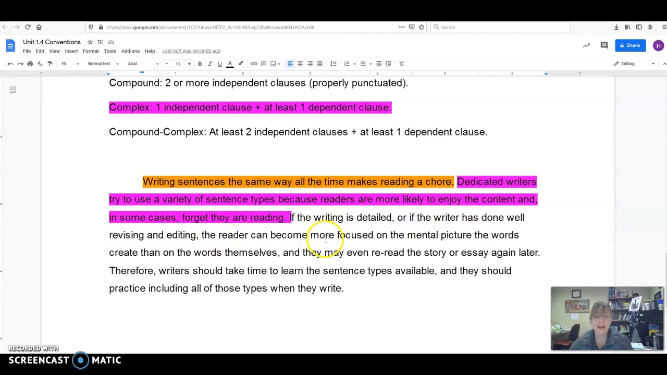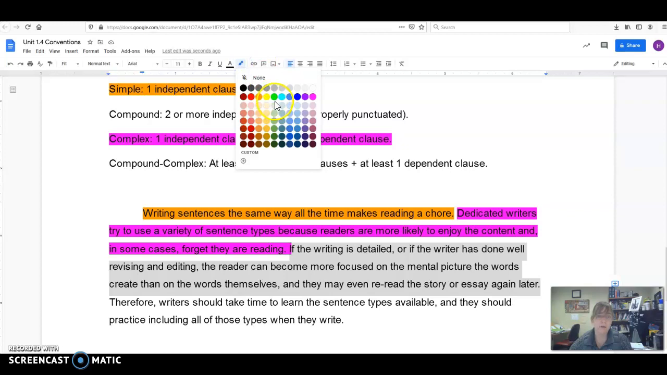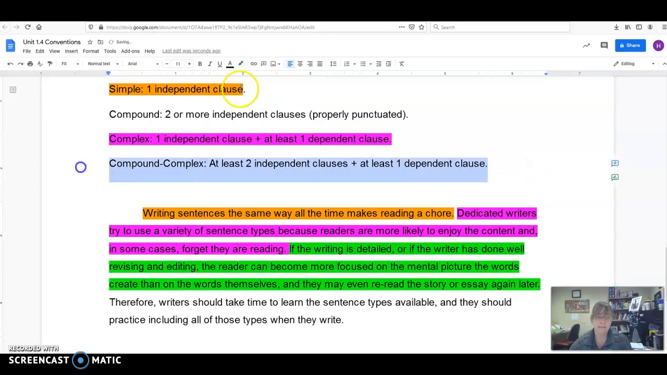The reader can become more focused. This is a subject. This is a verb. This is an independent clause. They may reread the story. This is a subject. This is a verb. This is another independent clause. Okay? This has at least 2 independent clauses and it has 2 dependent clauses. This is a compound complex sentence.